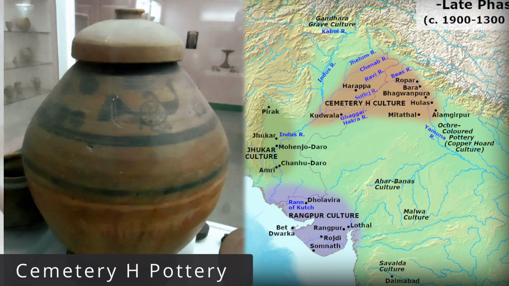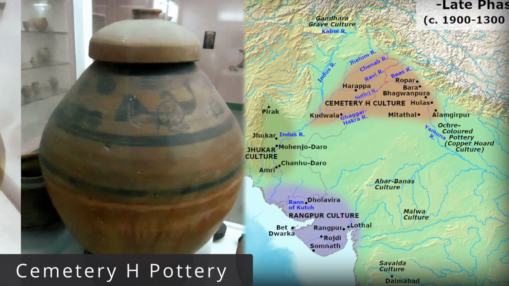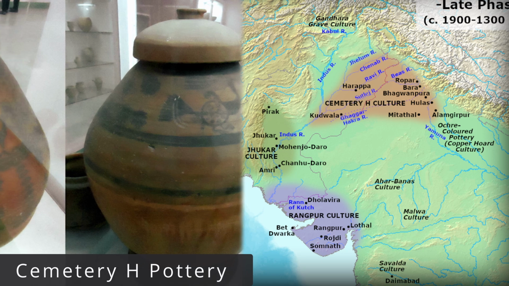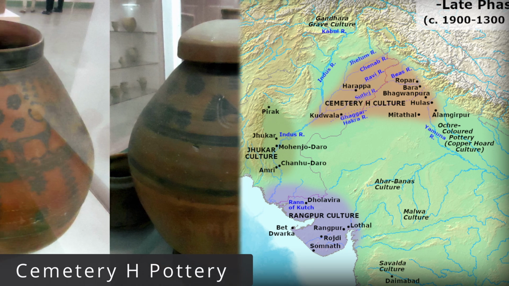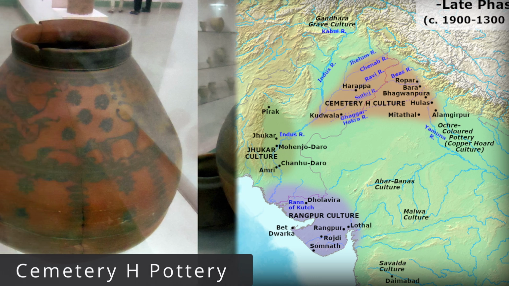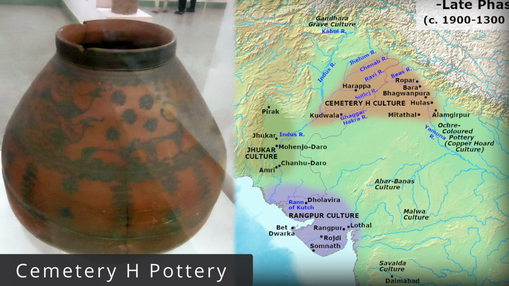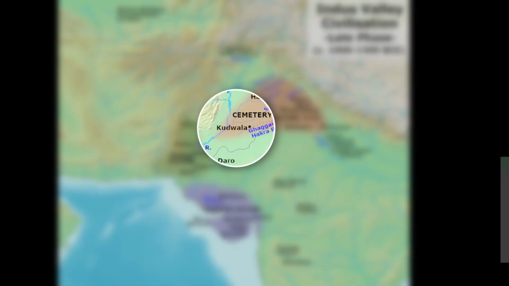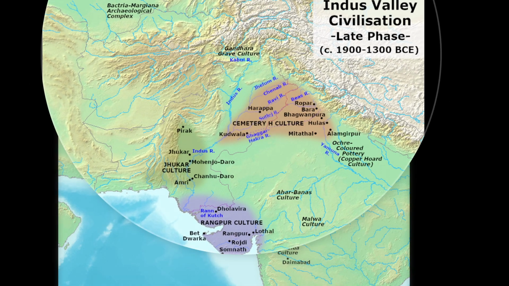Up north in Punjab is found the Cemetery H culture, which also ran from around 1900 to 1300 BC and may well be associated with early Indo-Aryan migration into the subcontinent. While most settlements are fairly small, one settlement there, Kudwala, reached just over 31 hectares. Then, picking up around 1200 BC, also possibly of Indo-Aryan association, is the Gandhara grave culture.